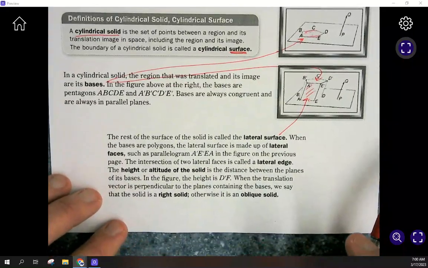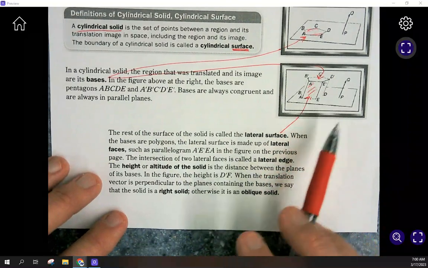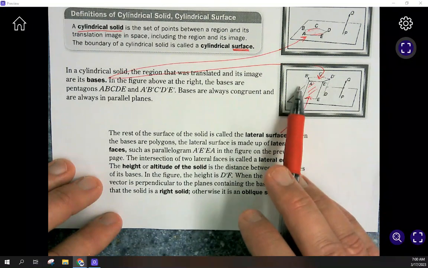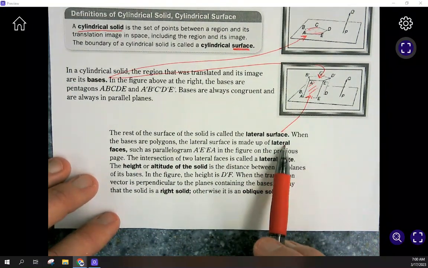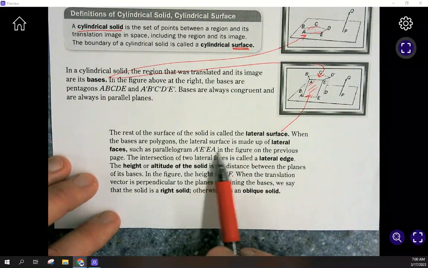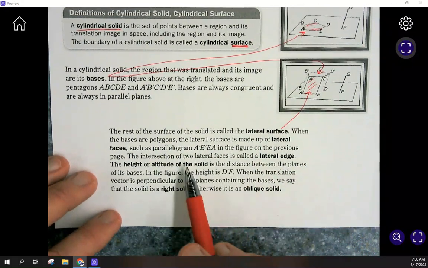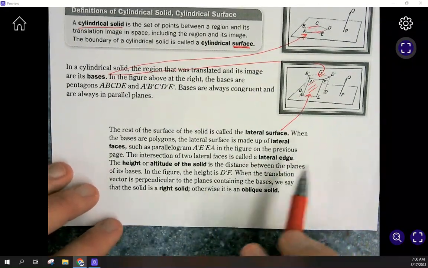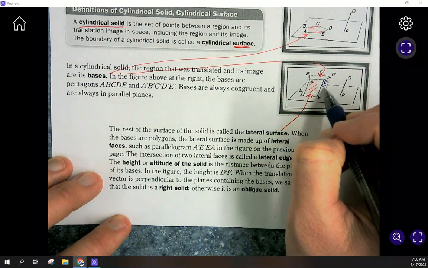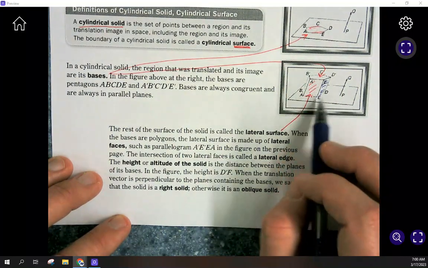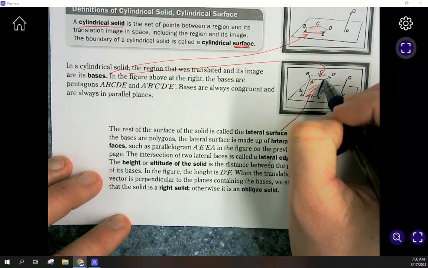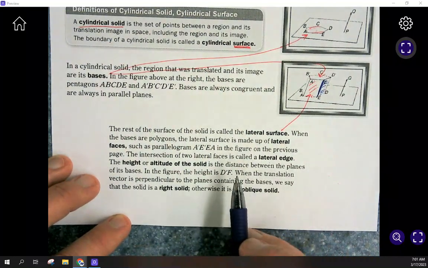All right, so these are going to be the lateral sides. At a certain point, we'll be talking about finding the lateral surface area, which would not include the bases, just these sides. We're going to call these lateral faces, such as the parallelogram here that I've highlighted, AEE'A', the image of a couple of those. And the intersection of two lateral faces is called a lateral edge. All the way around the outside, if this was a regular polygon, these would all be the same size. So the lateral edge is just where those two lateral faces meet.